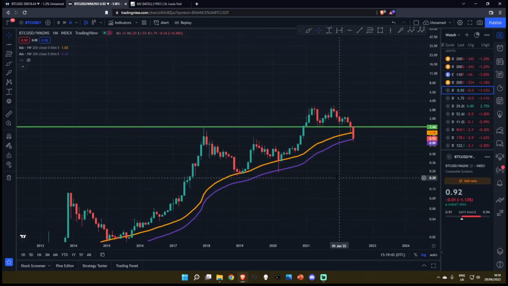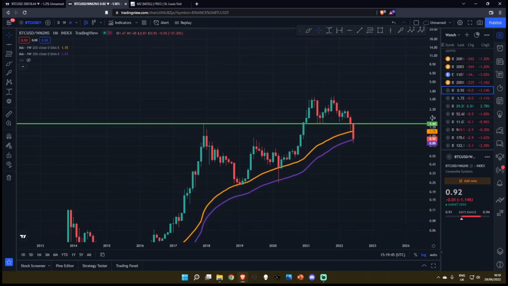However, when we account for the money supply, once again, a refresher, why do we do this? Why are we looking at Bitcoin divided by the M2 money supply? We are accounting for inflation and subsequently we are looking at the real increases. We're looking at the real percent increases. We're looking at the real percent decreases.